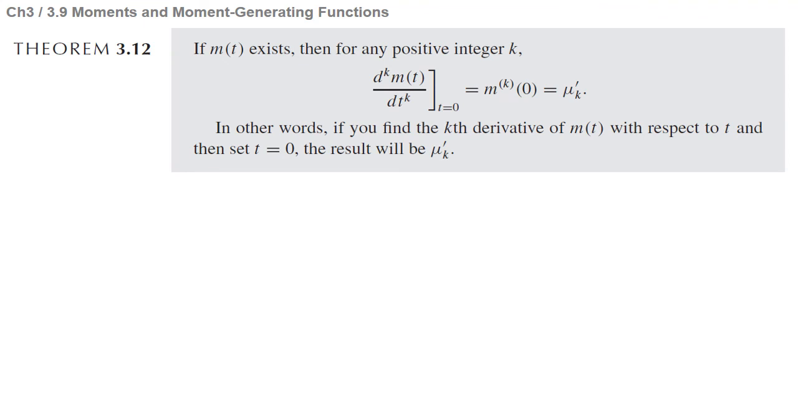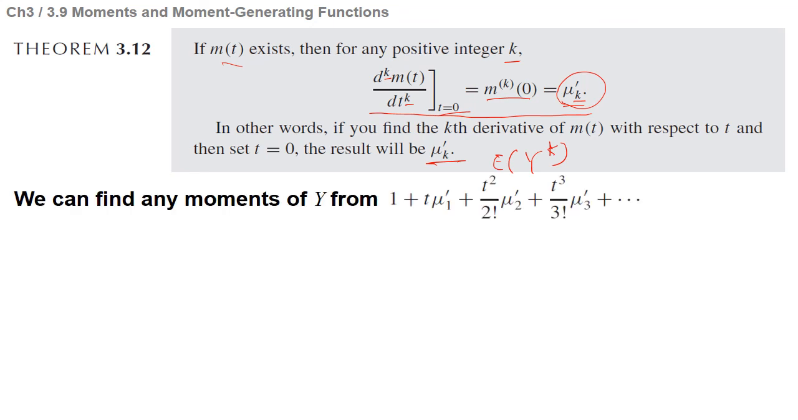Okay, next one is Theorem 3.12. If the moment generating function m(t) exists, then for any positive integer k, this holds. And what it means is that from the moment generating function, you can derive the moment by differentiating. To get the kth moment, you take the derivative k times and put t equals 0, and then you will get the moment. In other words, if you find the kth derivative of m(t) with respect to t and then set t equals 0, the result will be the kth moment, which is the expected value of y^k.